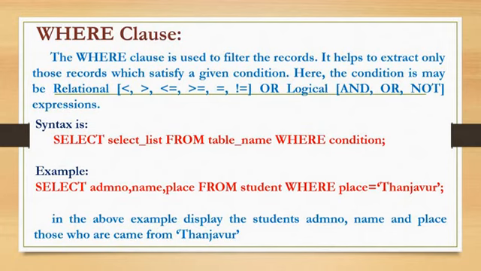The where clause syntax is: select list, from table name, where is the keyword, and then the condition. Select list means the columns we have to display. See the example: select admission number, name, place from student where place equal to Tanjavur. In this example, we display the student admission number, name and place of those who came from Tanjavur. Only their records will be displayed.